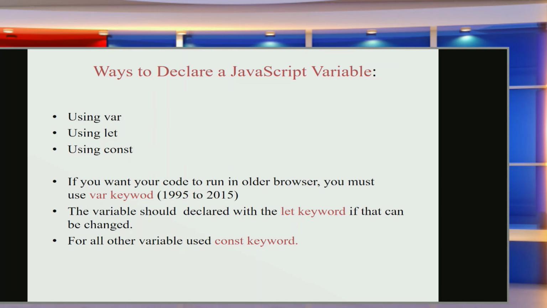And the variable should be declared with a let keyword if it can be changed. Suppose in the previous example I showed you first name I have written Priya, and after that I make a change in that variable to Swati. So in that case you have to use let as a keyword in front of the variable, because that value is going to change in our program.